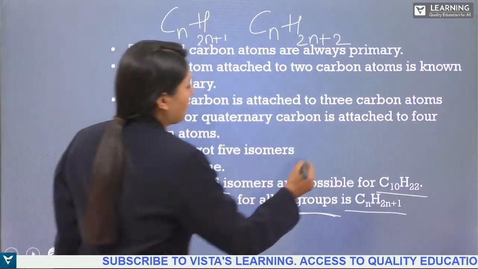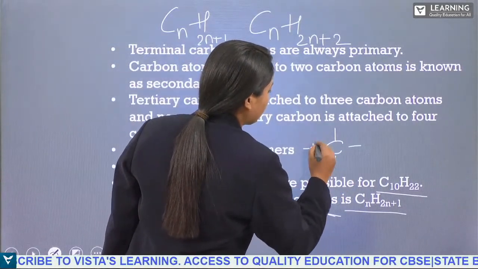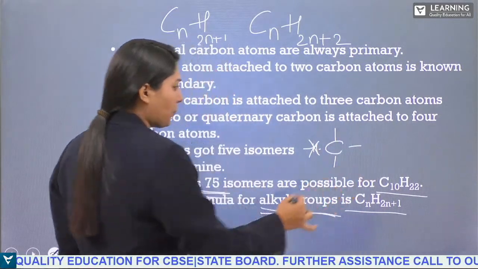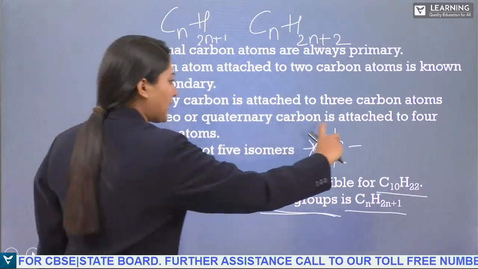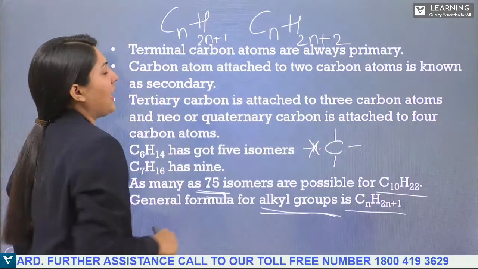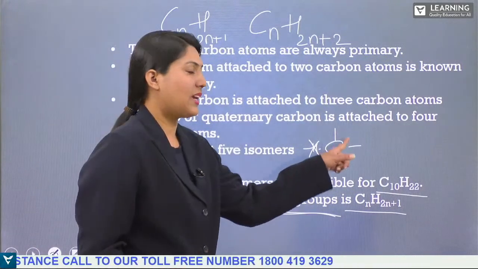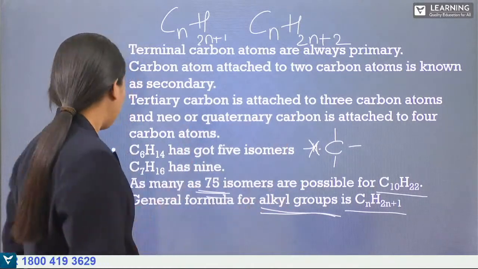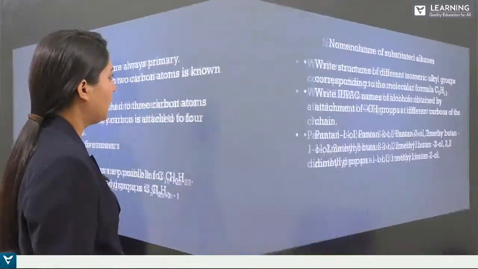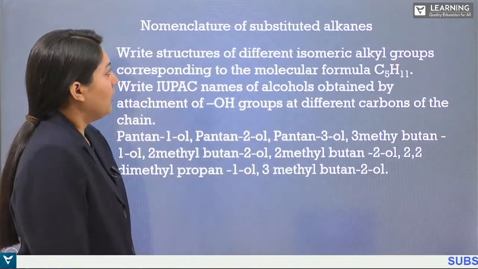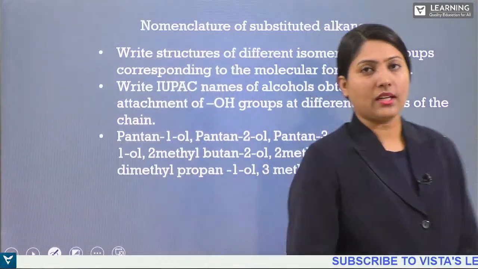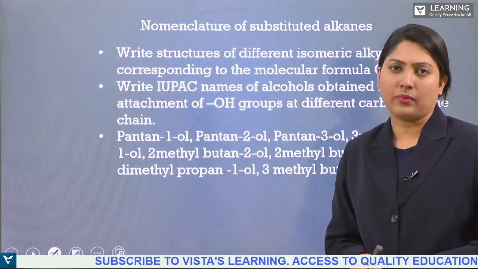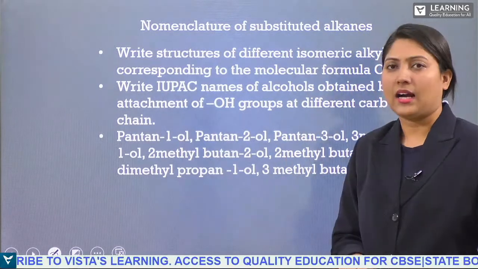Why? Because if we take methane, we have 4 hydrogen atoms. If I remove one, we get the methyl group, not methane. So the alkyl group has one hydrogen less. We call it CH3. If I take C2H5, then it will be the ethyl group. Got it? Next, nomenclature of substituted alkanes. If you remove one hydrogen and add another group there, we call it a substituted alkane.